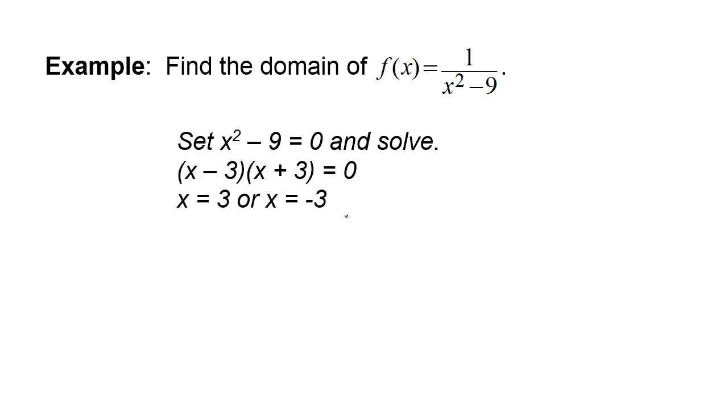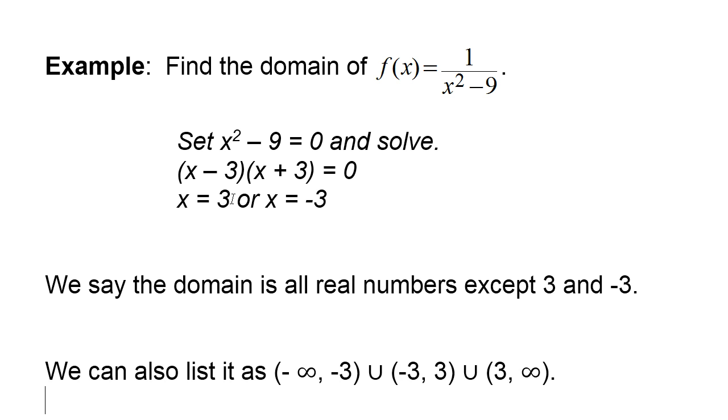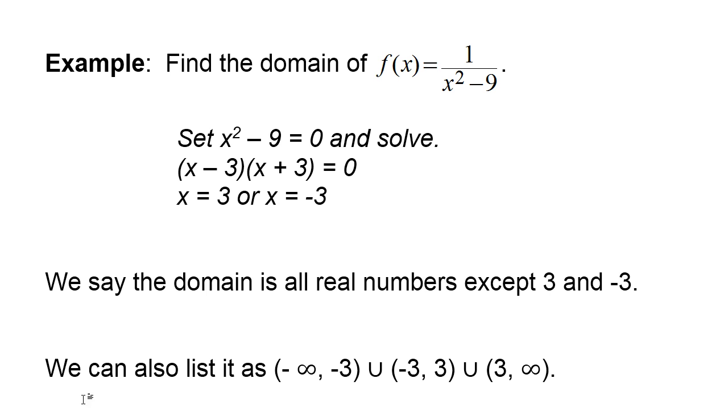I get x equals 3 or x equals negative 3. So if I get x equals 3 or x equals negative 3, it means those are the numbers that will make the denominator 0, so I have to exclude them from my domain. So my domain is the set of all real numbers except 3 and negative 3. In interval notation, we would write it like this.